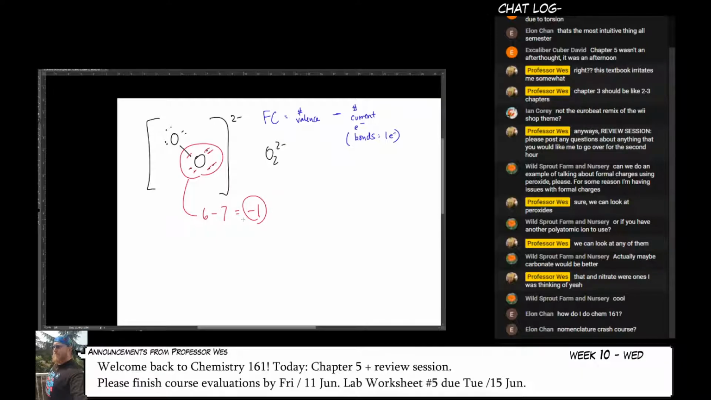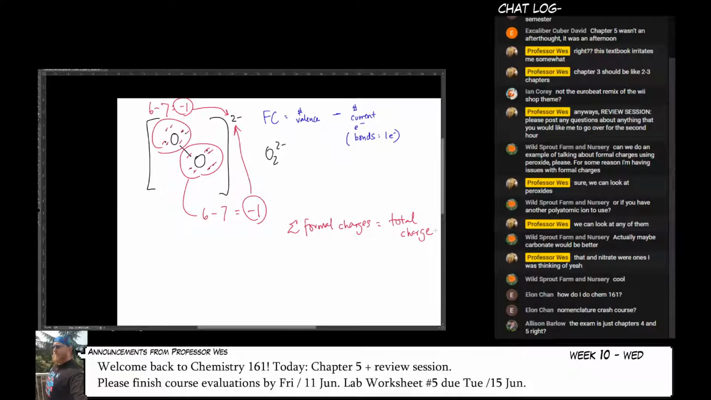So the formal charge on this oxygen in the peroxide polyatomic is -1. And if I do the same thing over here, I get 6 minus 1, 2, 3, 4, 5, 6, 7. I also get -1. And if I sum the formal charges together, I get the actual charge. So the sum of the formal charges equals the total charge. And that's universally true.